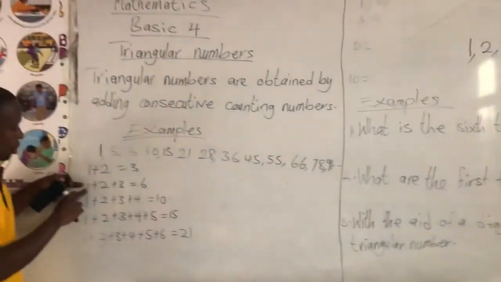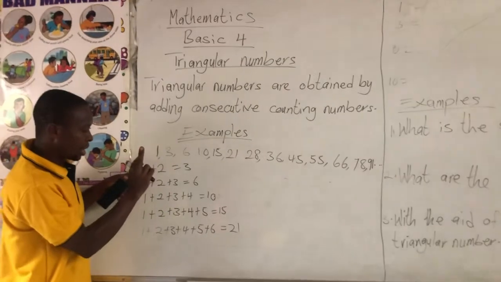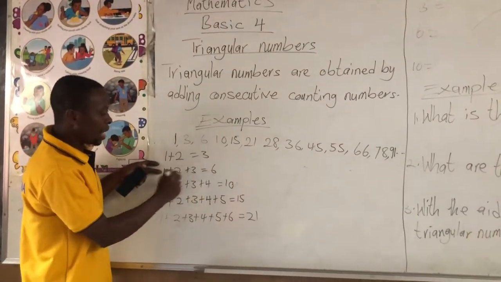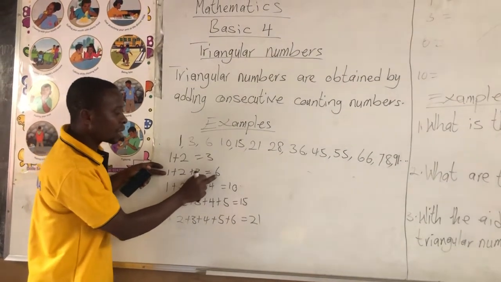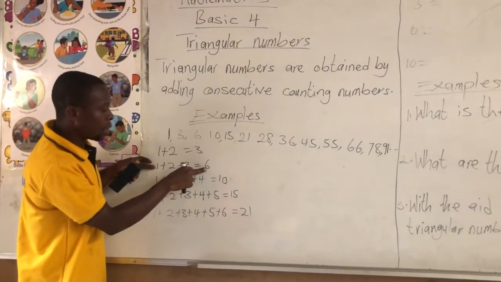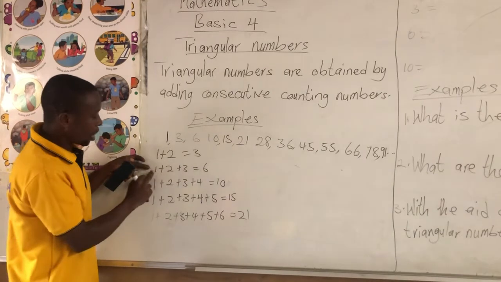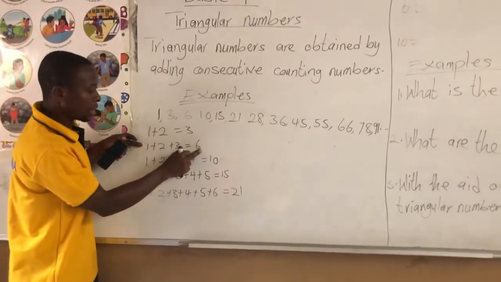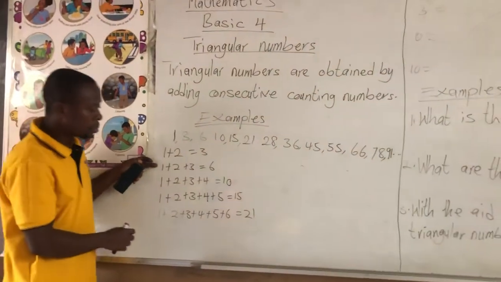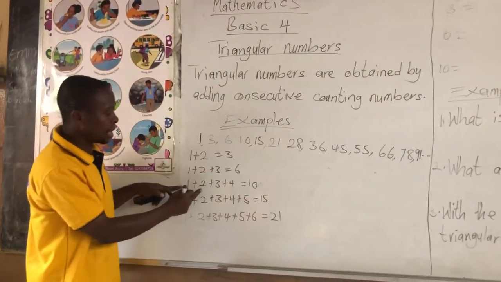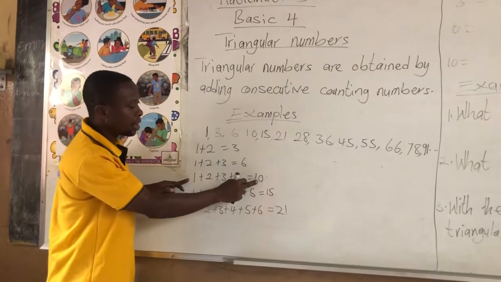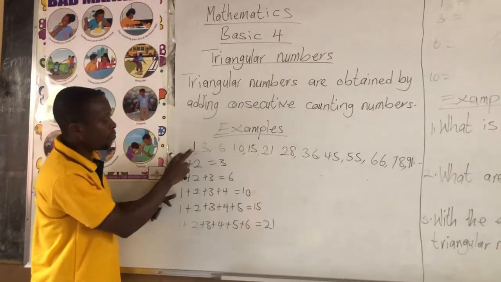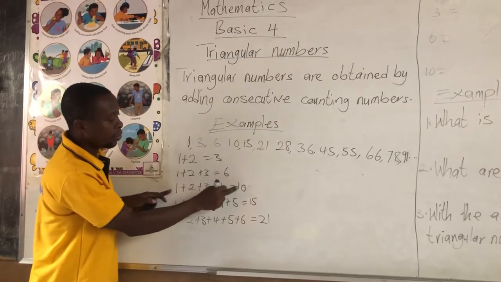We have 1, 2, 3. They are consecutive counting numbers. When we add them consecutively, we get the third triangular number, which is 6. So 1 plus 2 is 3, and 3 plus 3 is 6. Now let's look at the next triangular number. We have 10, which is the fourth triangular number. We have 1, 2, 3, 4.